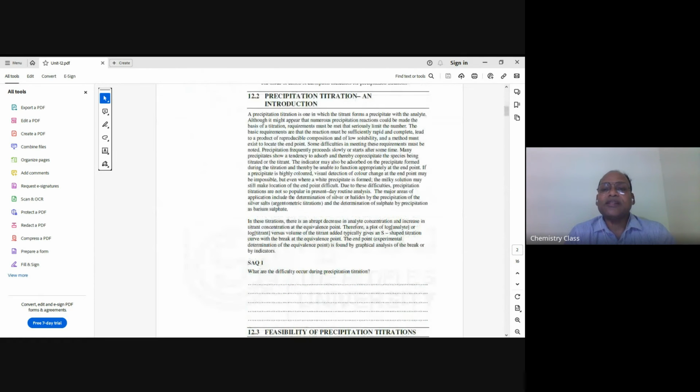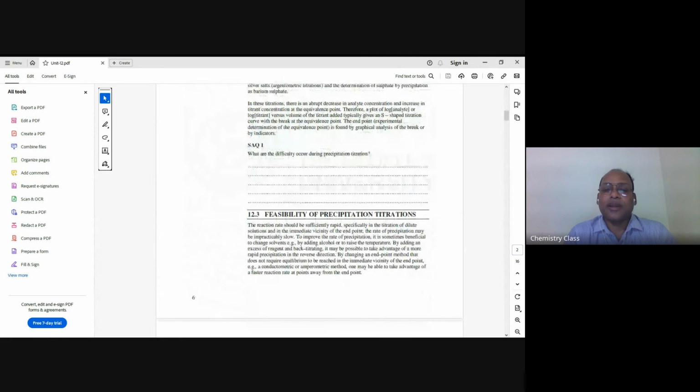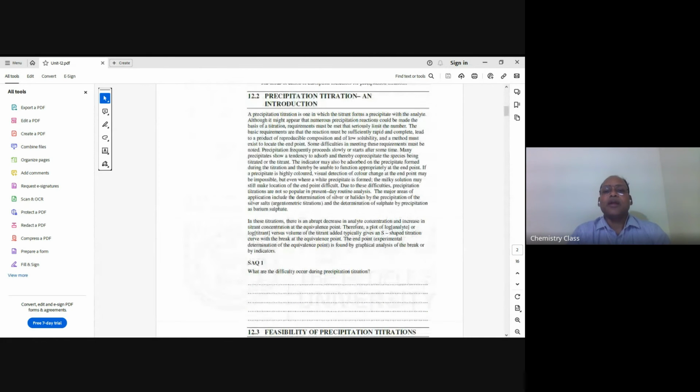So, precipitation titration: an introduction. Let us discuss this. A precipitation titration is one in which the titrant forms a precipitate with the analyte. So a precipitate will be formed in this reaction.